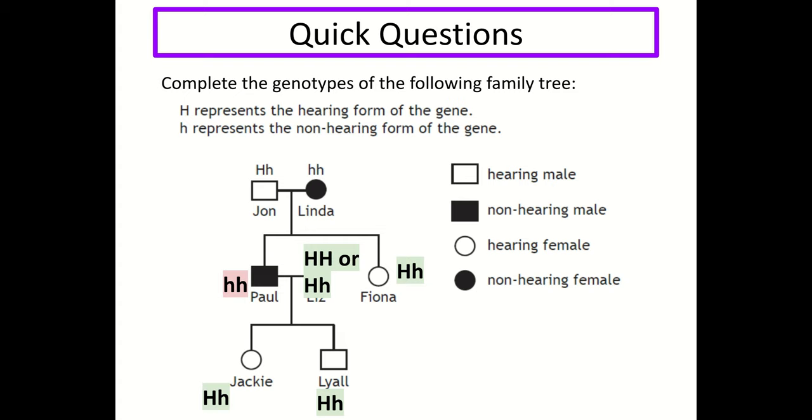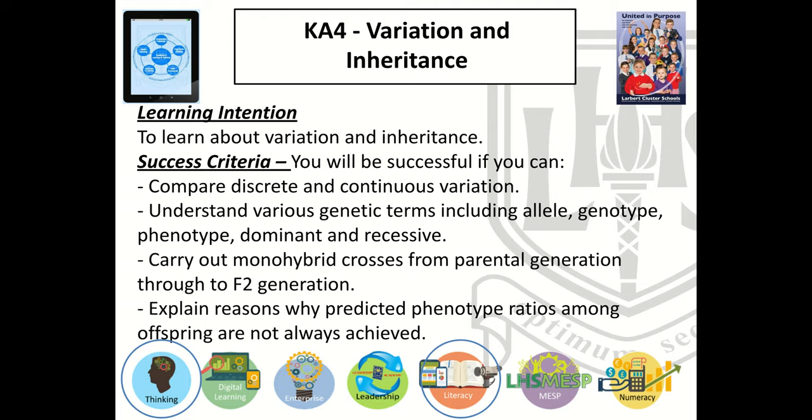So that's us finished learning about variation and inheritance. For this part, I hope that you can now compare discrete and continuous variation, and understand various genetic terms, including allele, genotype, phenotype, dominant, recessive, homozygous, heterozygous. Hopefully you can now carry out a monohybrid cross from parent generation down to F2, and I'm hoping you can finally explain the reasons why predicted phenotype ratios among offspring are not always achieved. Remember, fertilisation is a random process.